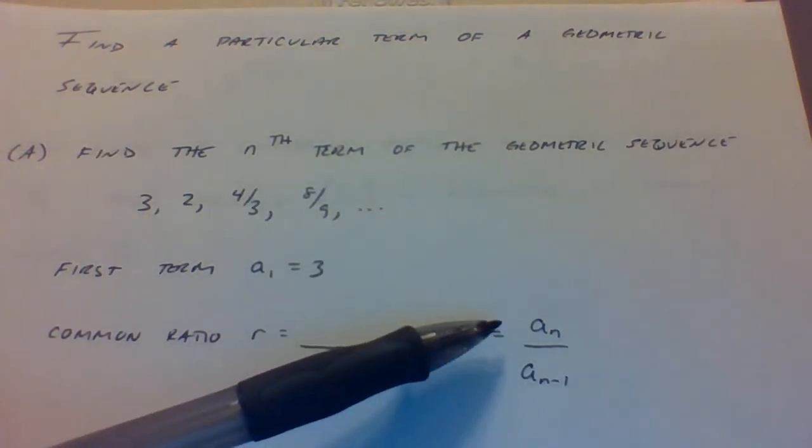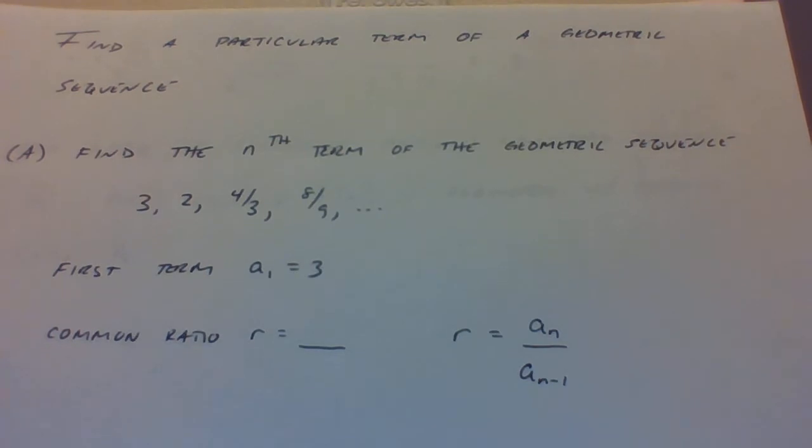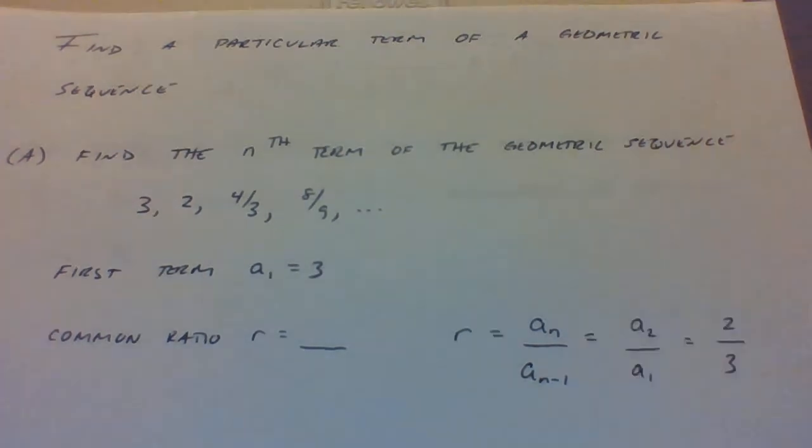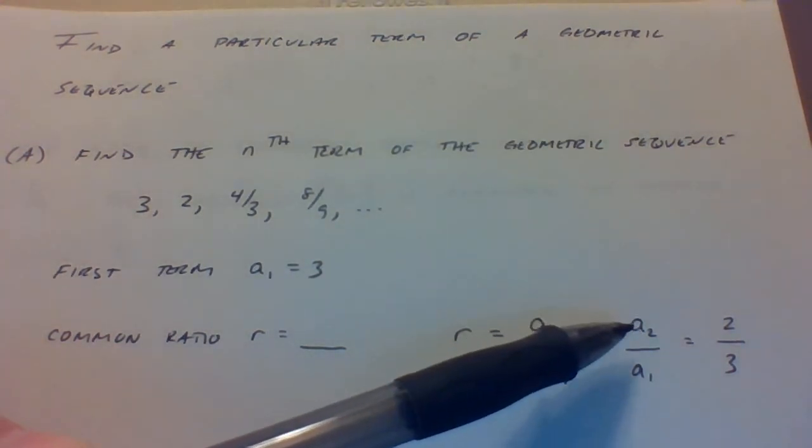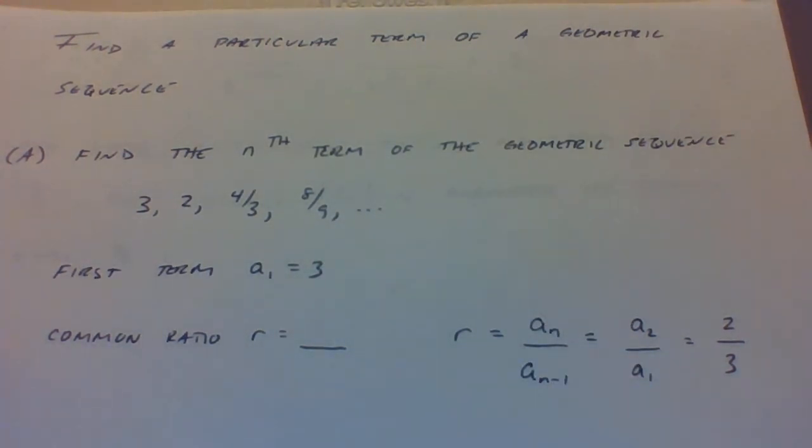Remember that we want to divide out two successive terms. I'm going to go ahead and divide out my second term and my first term, and that's going to give me a common ratio of 2/3.